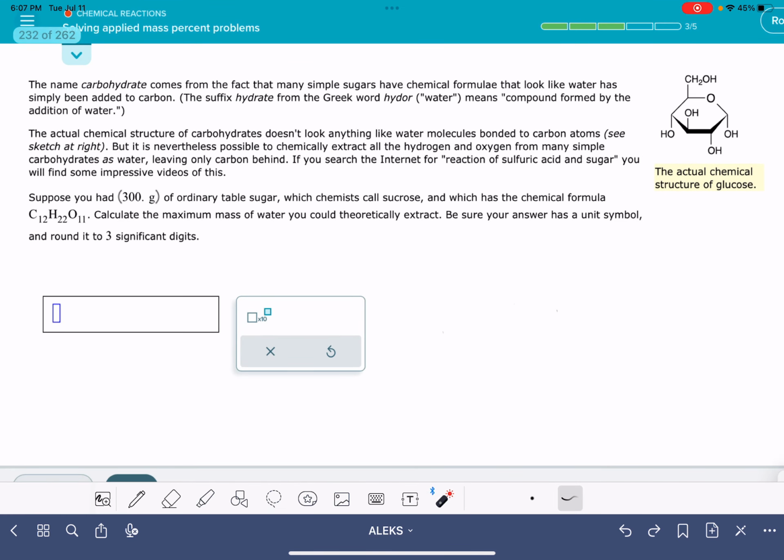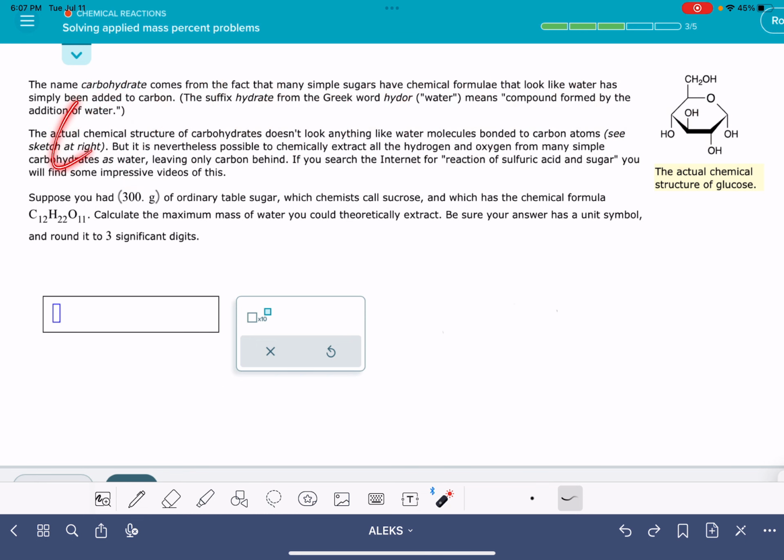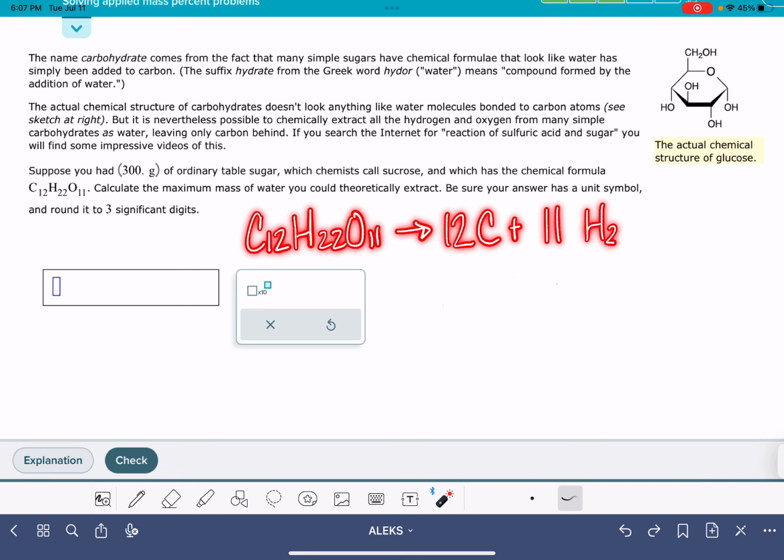So for this problem, we have a lot of information that is not necessary. Please don't even waste your time reading this. This is saying that we have a compound C12H22O11, and every time I looked at this problem, it was the same molecular formula, so hopefully that's the case for you if you're looking at this version of the problem. And it's saying that I have 300 grams of this substance, and it wants to know how much water I could get out of that substance. Now, I do want to add, just as a side note, that this molecule decomposes into 12 carbon atoms and 11 water molecules.